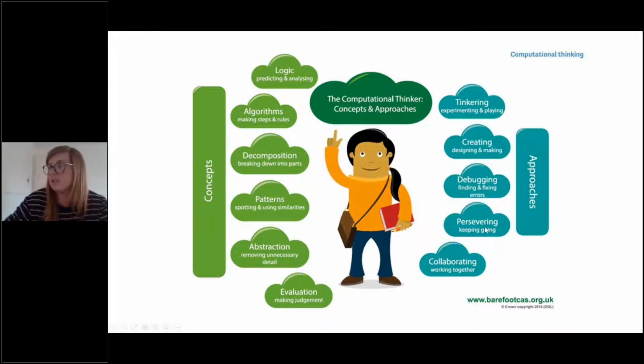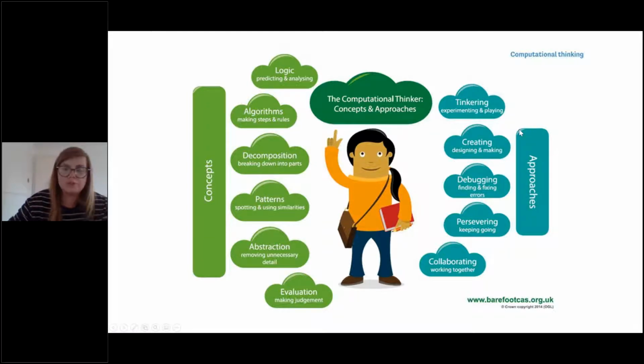It's a bit of mindset stuff with your collaboration and your persevering. I always say to children, I still teach every week in schools, you will never get anything right first time in computing, and you need to talk with each other to pick it up. So these are the approaches and skills that should underline your lessons. And the first one here, tinkering.